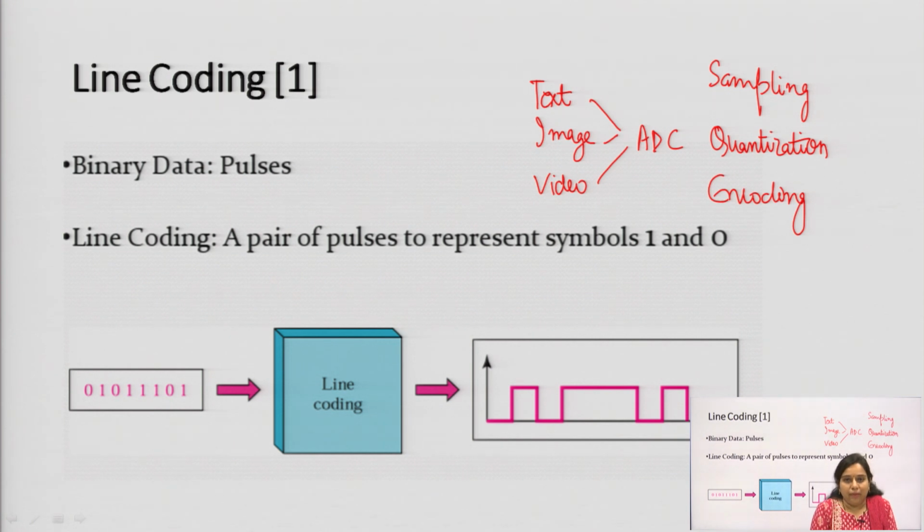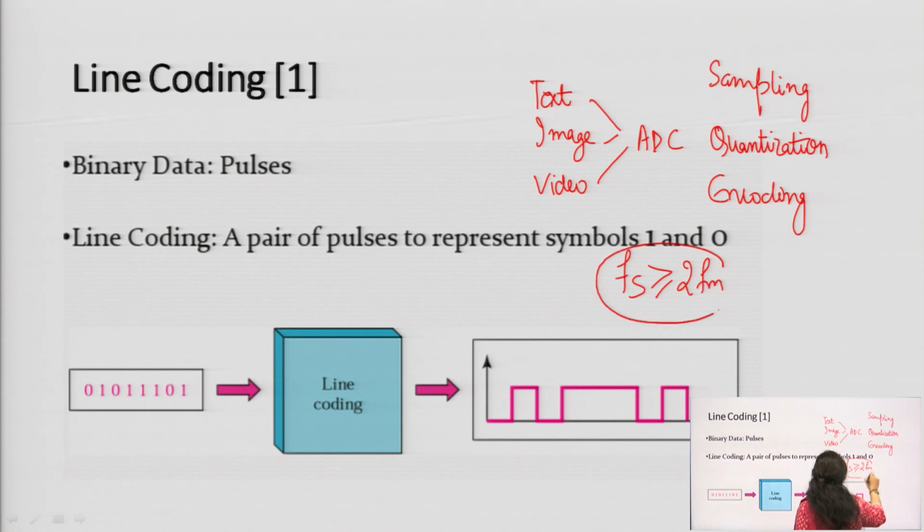In case of sampling, it will convert your analog signal, that is continuous time, continuous amplitude signal, into discrete in time, continuous in amplitude signal. So, the output of the sampler is based on the Nyquist criteria. What is Nyquist criteria? Its value is Fs greater than or equal to twice Fm. This is the criteria that has to be used for sampling.